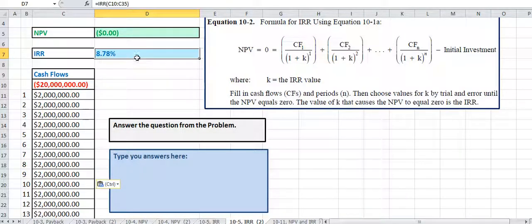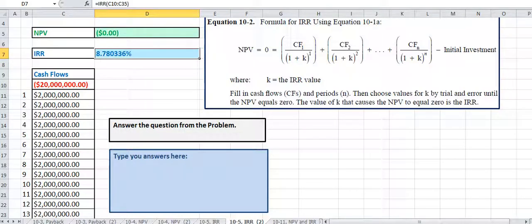And you can see, if I click on this cell and then go up here, you can't see it on the video, but I'm actually going to show the full answer. So this is the actual exact IRR to give you a net present value of 0. But for your answer, you only need to say 8.78%, okay?